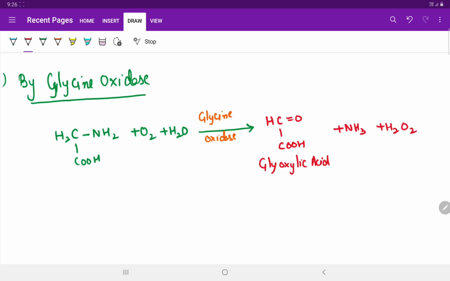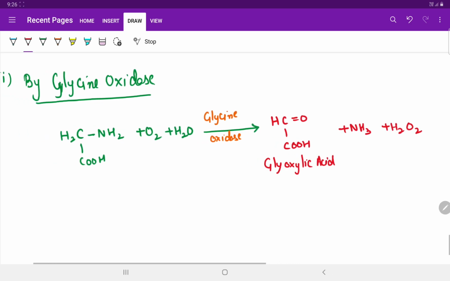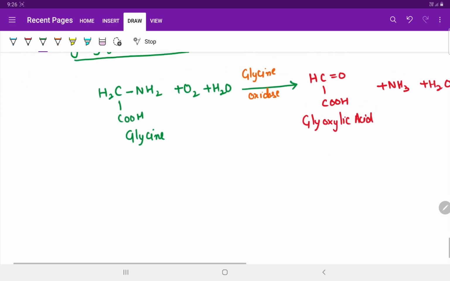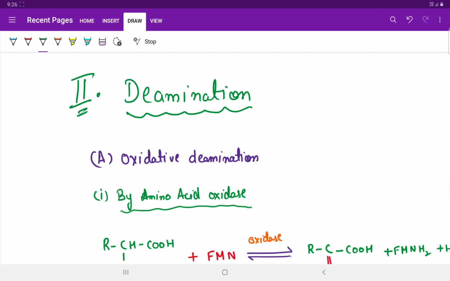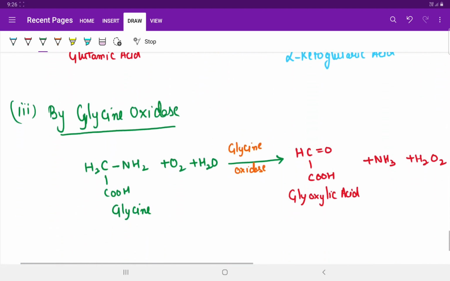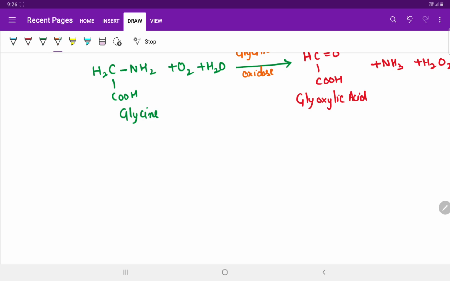So these were the oxidative deamination reactions that are taking place in the catabolism of amino acids. The next phase is we shall be discussing the non-oxidative deamination.